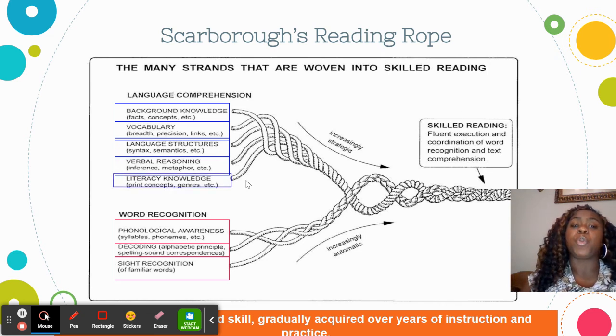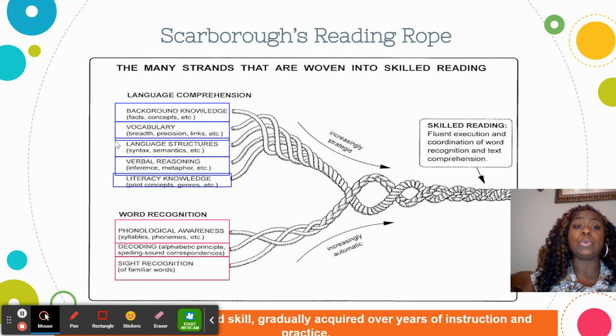Now, finally, we have literacy knowledge. This is being exposed to various literary styles. You're reading stories with different themes, and then you're learning about various cultures. So we need to teach students the different genres and have those discussions to build those. It goes all the way back to building those background knowledges and giving them what they need, those different vocabularies and language structures in order to comprehend what they're reading.